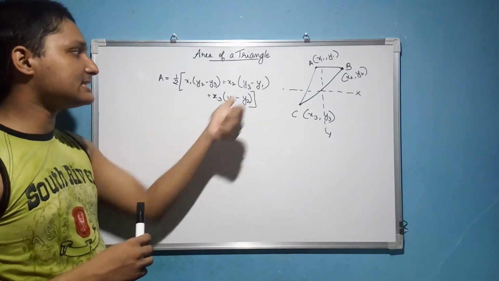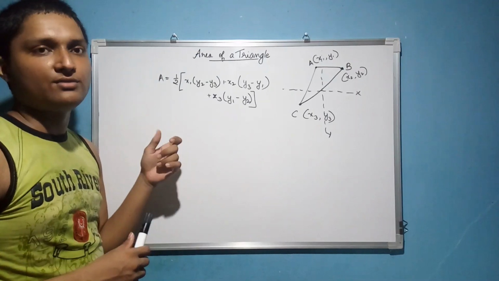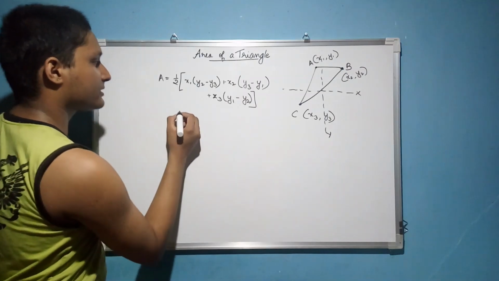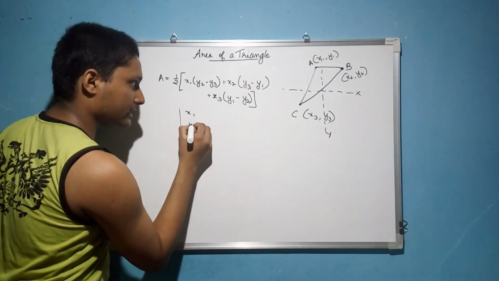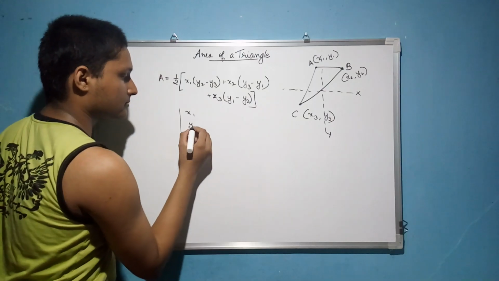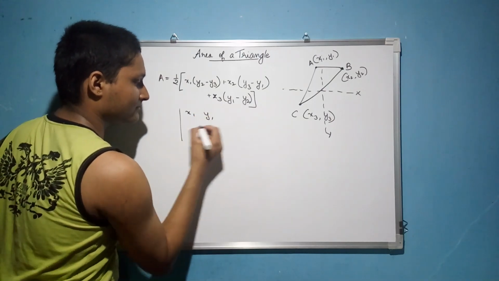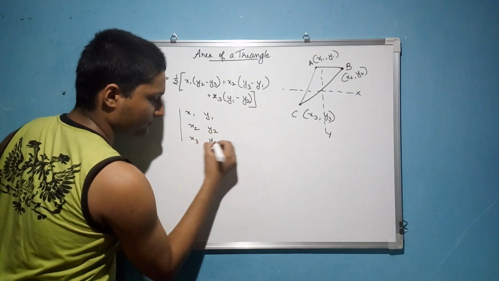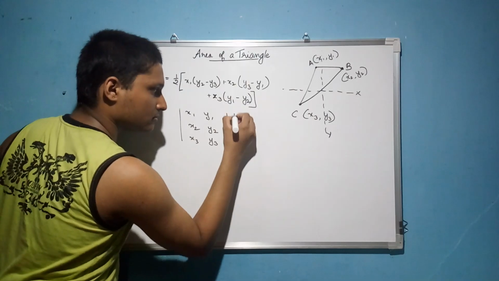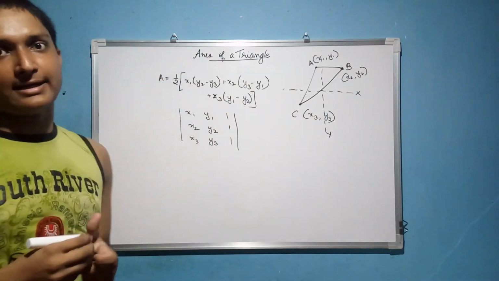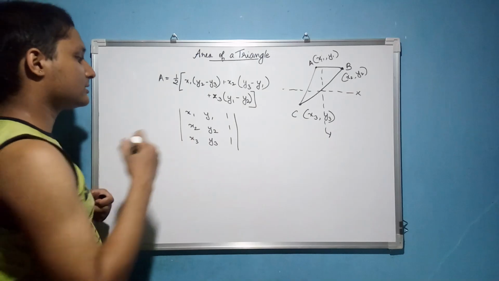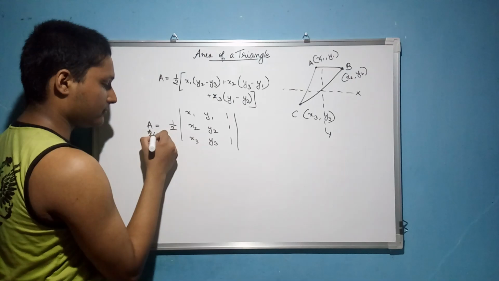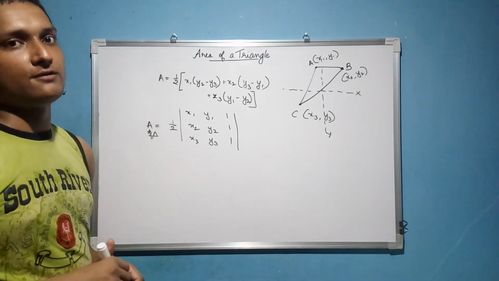How can we represent this in the form of a determinant? We have already learned how we got this type of thing. So we are going to have it in this form: x1 y1 1, x2 y2 1, x3 y3 1. This is how we are going to get that as a product, and you have 1/2 if you are considering the area of the triangle.